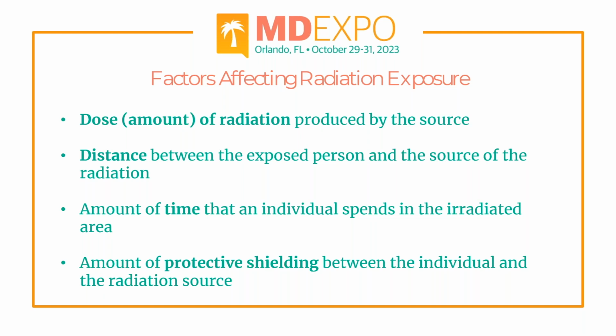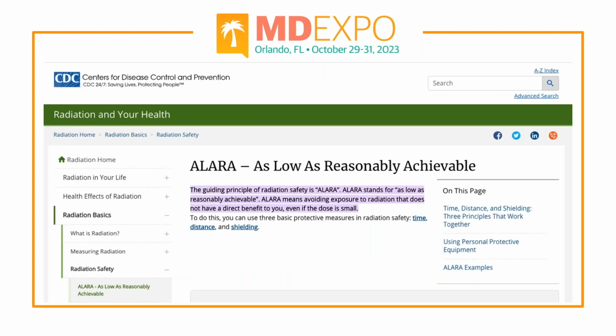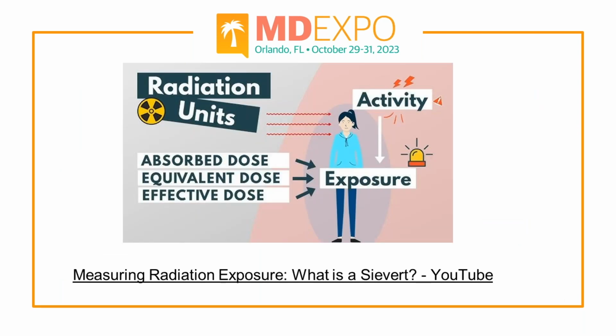All right, and then the other one is the distance between the exposed person and the source, the amount of time, for example, the X-ray source is coming here, and I'm standing here for 1 minute versus 10 minutes, and the amount of protective shielding that I have. There's also the concept of ALARA, as low as reasonably achievable. Basically, the idea is you get the least possible dose to get your X-ray exposure.